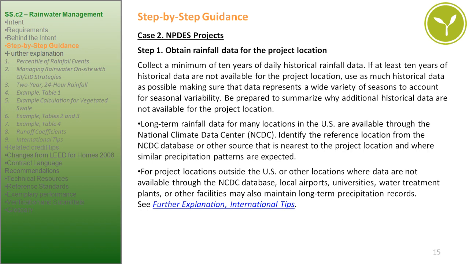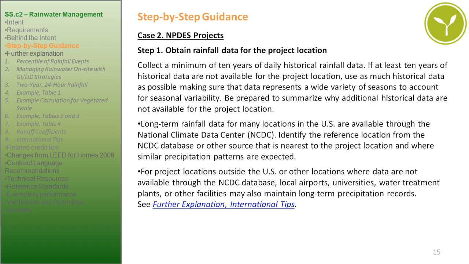use as much historical data as possible, making sure that data represents a wide variety of seasons to account for seasonal variability. Be prepared to summarize why additional historical data are not available for the project location. Long-term rainfall data for many locations in the U.S. are available through the National Climate Data Center or NCDC.